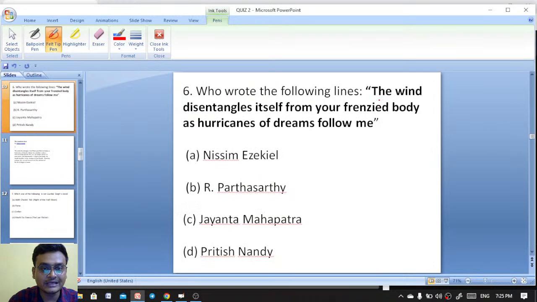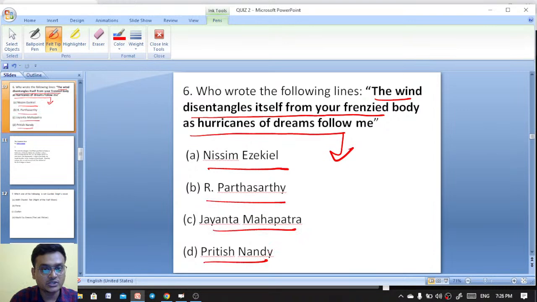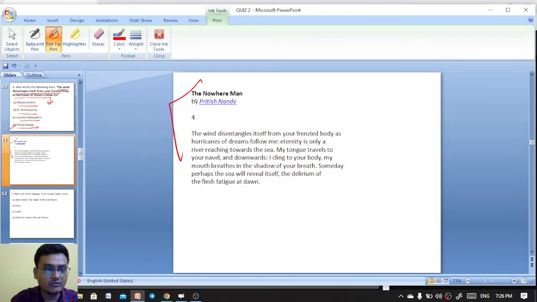Next question: who wrote the following lines? "The wind disentangles itself from your frenzied body as hurricanes of dreams follow me." The options are A. K. Ramanujan, Parthasarathy, Jayanta Mahapatra, and Pritish Nandy. These lines appear in Pritish Nandy's poem, The Nowhere Man. You see here, the wind disentangles itself from your frenzied body; this is in stanza 4.